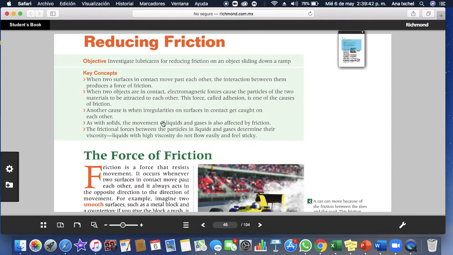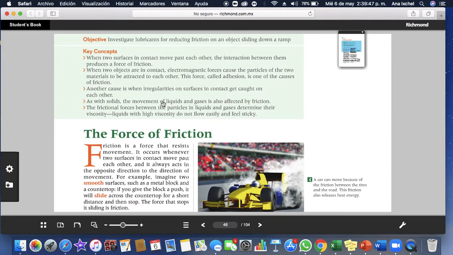The concepts for this reading lesson are: when two surfaces in contact move past each other, the interaction between them produces a force of friction. Another concept is when two objects are in contact, electromagnetic forces cause the particles of the two materials to be attracted to each other. This force is called adhesion, and it is one of the causes of friction. Another cause is when irregularities on surfaces in contact get caught on each other.